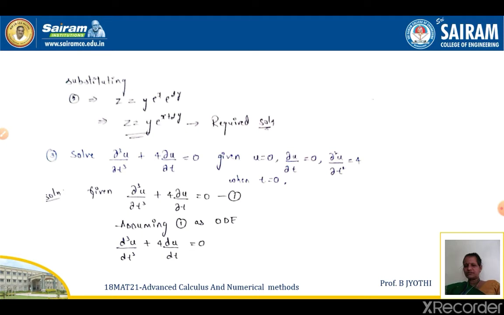Next, let's solve another equation. Dou cube u by dou t cube plus 4 dou u by dou t is equal to 0, given u is 0, dou u by dou t is 0, dou square u by dou t square is 4 when t is equal to 0.